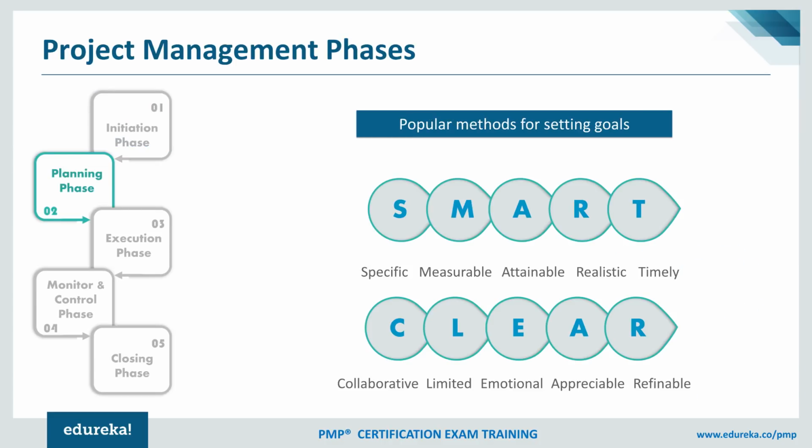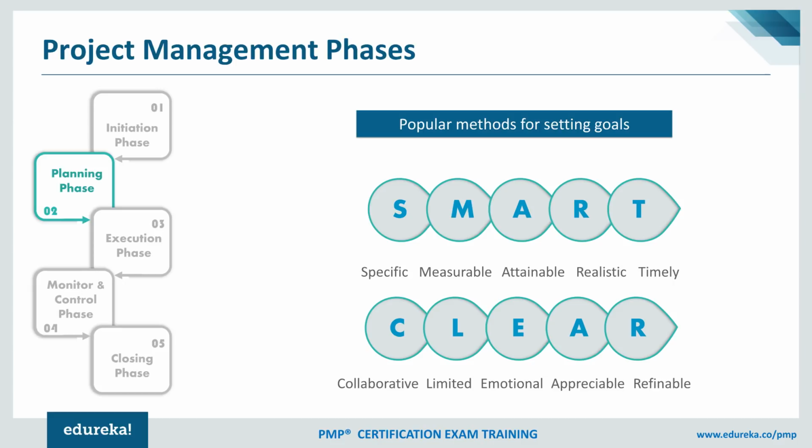Now, as a part of the initiation phase, what's also important is to have a proper goal. What is my goal ultimately? There are several ways through which we write a goal, and we always say that goal should be smart. Not only should it be smart, but also clear. Many of you may have already heard about SMART goals. It should be specific, measurable, attainable or achievable, realistic, and time bound, or timely.